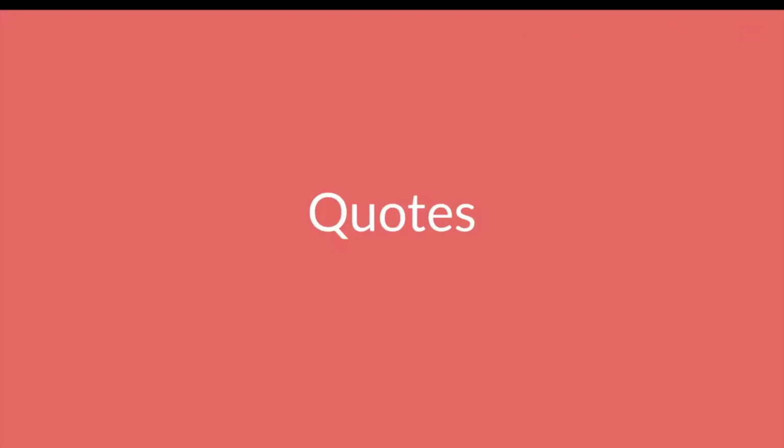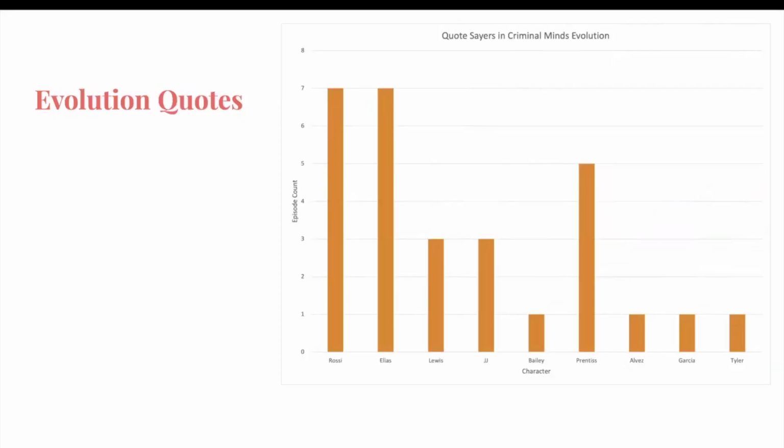Finally, I want to look at the quotes, as I feel like this is kind of a trademark of Criminal Minds. Episodes have a quote at the start, and they used to have quotes at the end. So specifically for Evolution, these are the number of quotes each character has said. Only two episodes have had end quotes, and both of them were in season one. They've kind of done away with it by now.